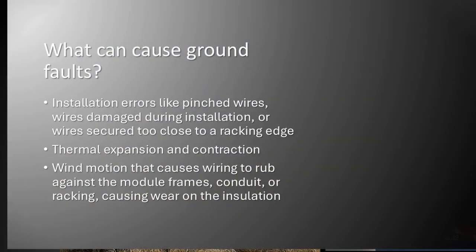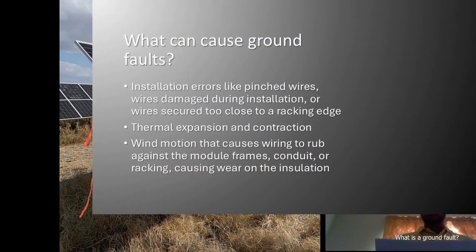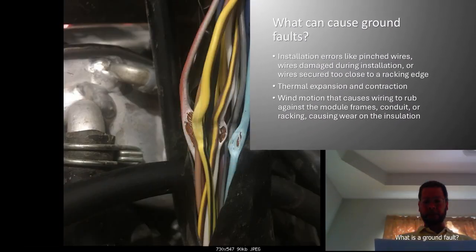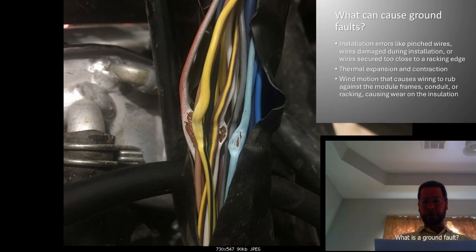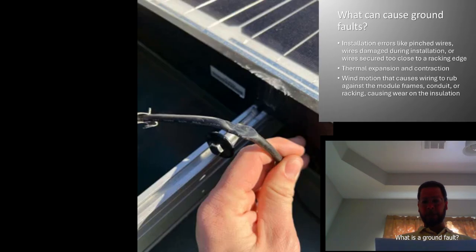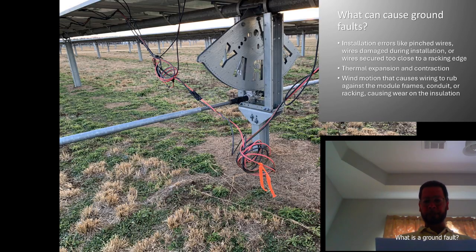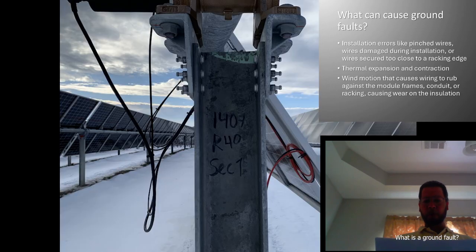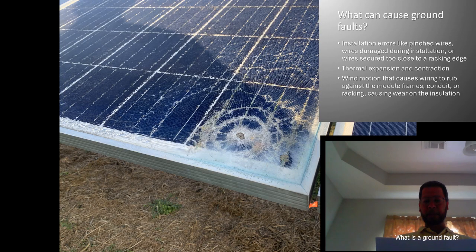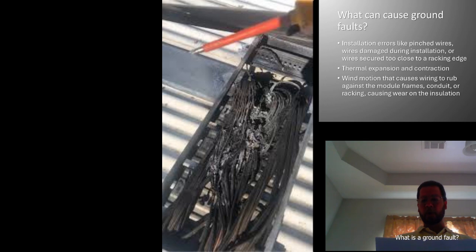In PV arrays, several common issues can cause a ground fault. Installation errors like pinched wires, wires damaged during installation, wires secured too close to a racking edge, thermal expansion and contraction, wind motion that causes wiring to rub against the module frames, conduit, or racking, causing wear on the insulation.